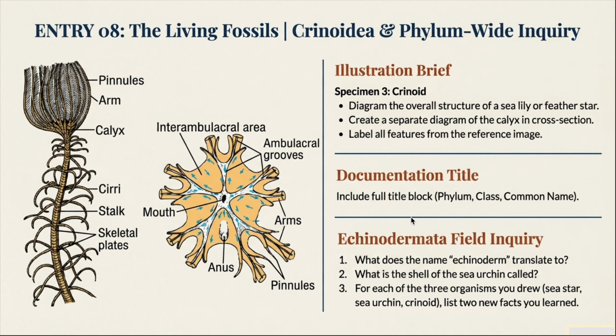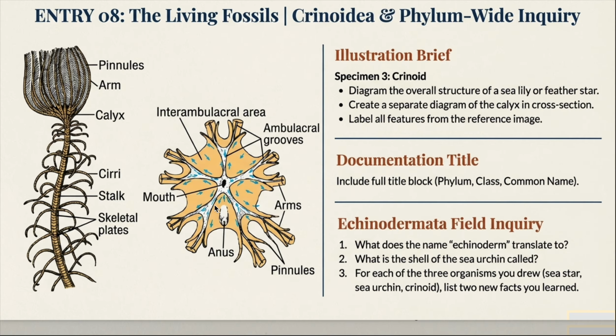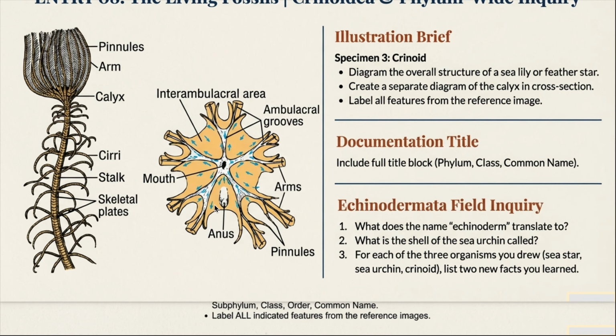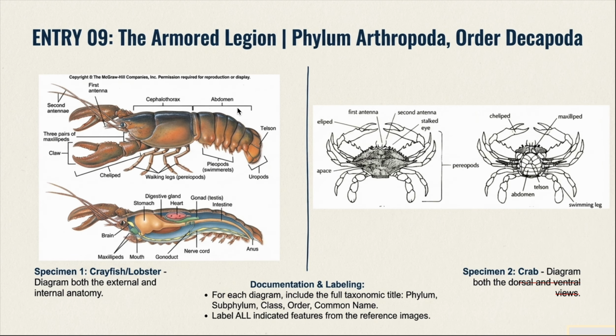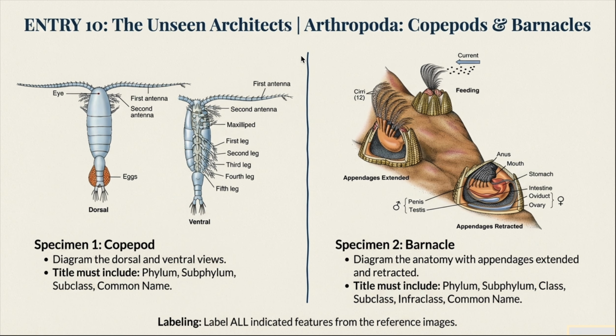Follow the instructions on the right. Draw the image on the left. Same here. Specimen 1, specimen 2, and then your diagram, your documentation and labeling. So follow the instructions as you see here. Entry 10, same thing. You're going to draw each image, the image on the left of the copepod. Diagram the dorsal and ventral views as you see here, and then title it with this taxonomy. And then specimen 2, same thing.